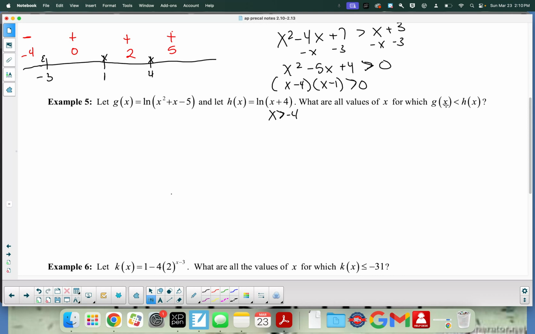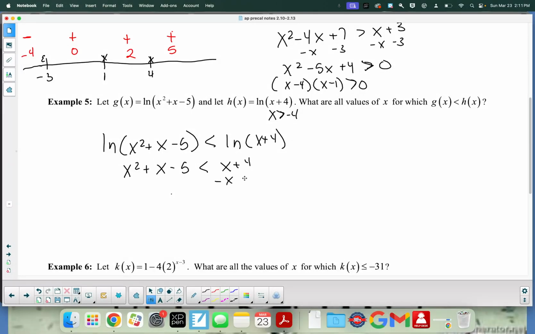In this case, they just want to know where g is less than h. So this one's actually not as bad. That means that the natural log of x squared plus x minus 5 is less than the natural log of x plus 4. And we treat this like an equation. Right, just, okay, say that one has to be less than the other, and that means everything gets moved to one side. So x squared, that's gone, minus 9 has to be less than 0. That's an easy one to factor because it is a perfect square, so I know it's going to be plus 3, minus 3.